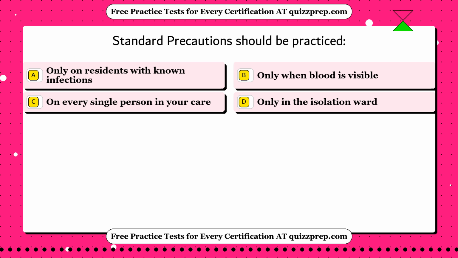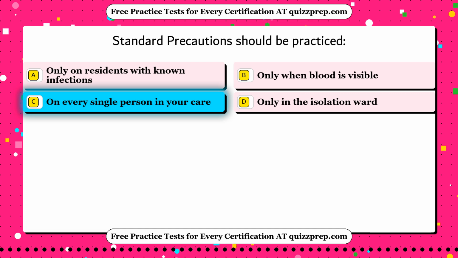Question 50. Standard precautions should be practiced. Option A, only on residents with known infections. Option B, only when blood is visible. Option C, on every single person in your care. Option D, only in the isolation ward.